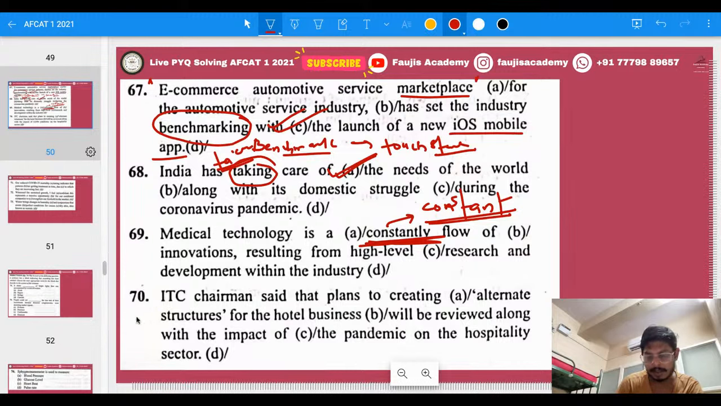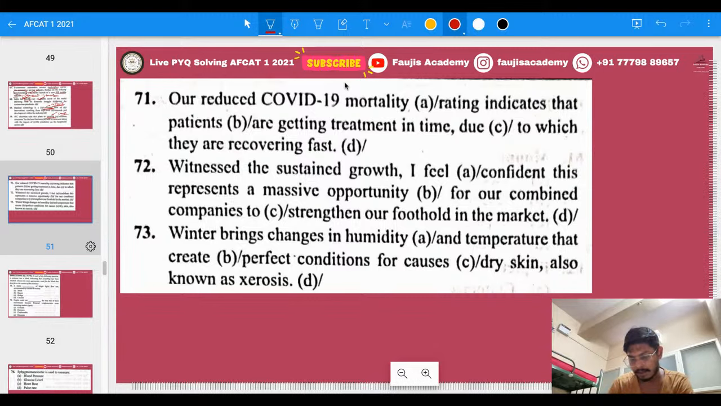Answer the question number 70, guys, quick. ITC chairman said that plans to creating alternate structures for the hotel business will be reviewed along with the impact of the pandemic on the hospitality sector. Plans to create, not creating. Yes, guys, this one.